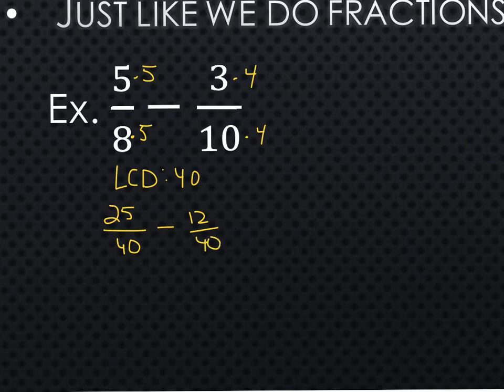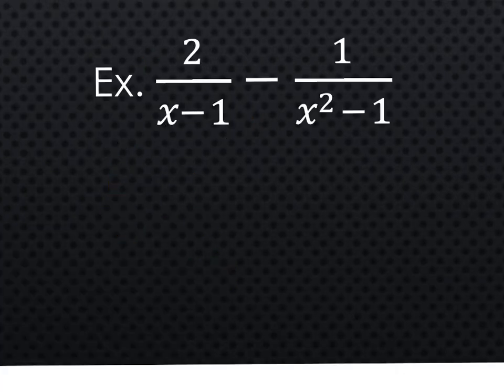Okay, now I would write it as one fraction: 25 minus 12 over 40, and we know that to be 13 over 40. And then just like with addition, we're going to ask ourselves, is that reduced to lowest terms? In this case, it is yes. Now let's look at another example. So just like with addition, the first thing we'll do is we will want to make sure our denominators are factored.